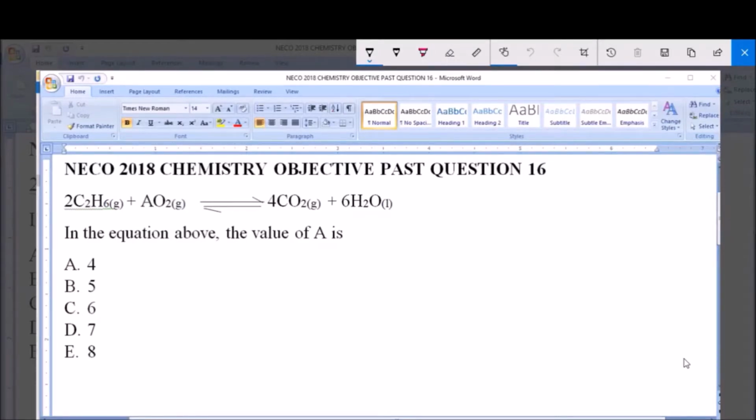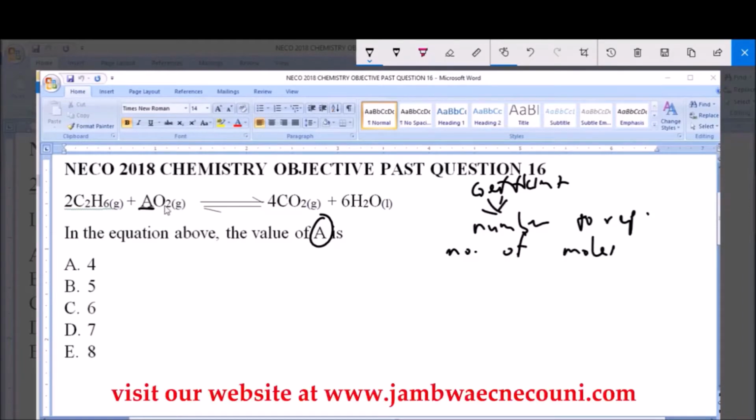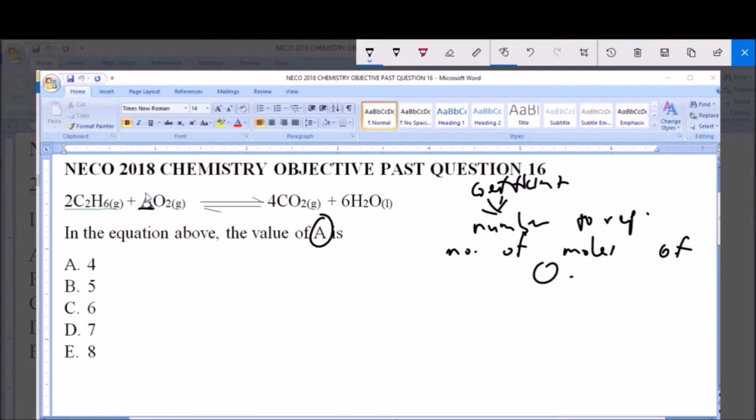So you have this reaction here, and you are asked in the equation above, the value of A, that is this A here. Options: A 4, B 5, C 6, D 7, E 8. The first idea they have given you is that this A written here is a coefficient, like a number to represent the number of moles. In this case, it is representing the number of moles of oxygen. So you are asked for that value. What is the value of A?